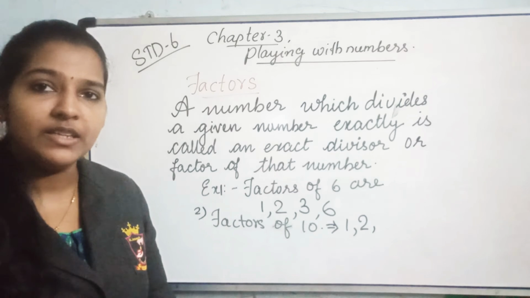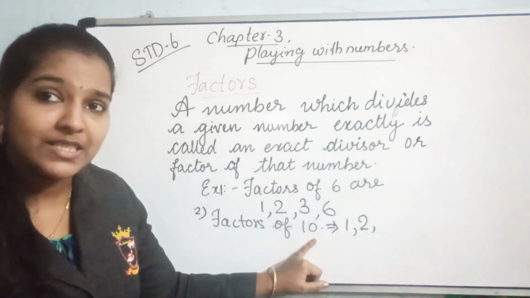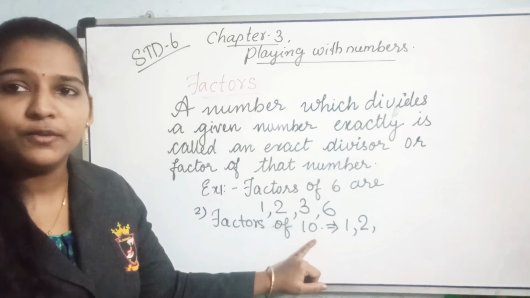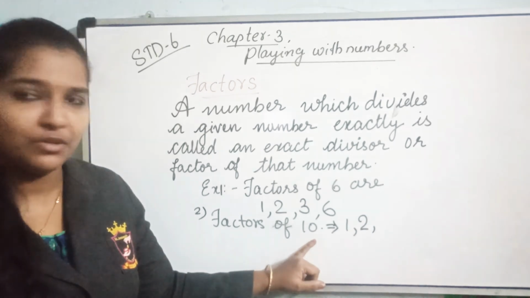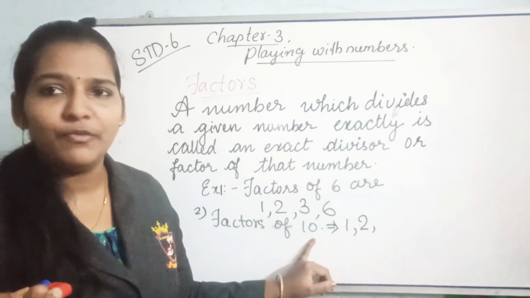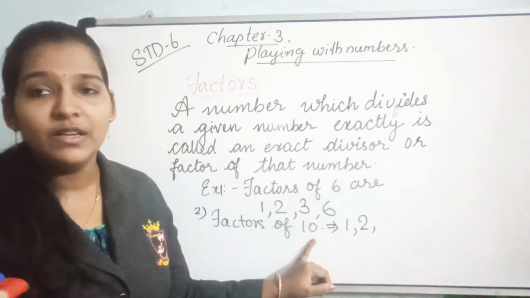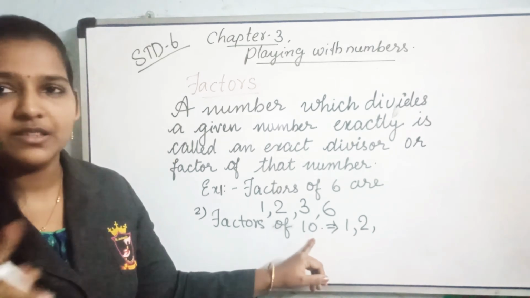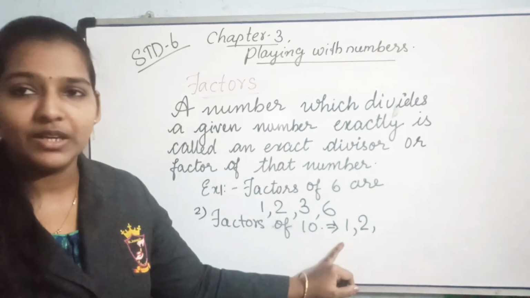Now tell me, children, does the number 10 come in 3's table? No. 3 3's are 9 and 4 3's are 12. There is no 10. So 3 is not a factor of 10. Now let's check 4. No, 4 4's are 8, 4 4's are 16 and 4 2's are 8. It's not coming there also, so you cannot write 4.